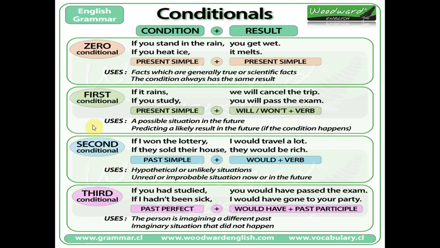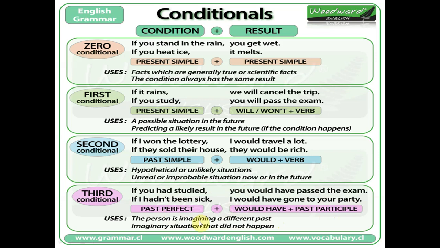Now let's have a look at the third conditional of "if". Let's see these examples together. If you had studied, you would have passed the exam. If I hadn't been sick, I would have gone to your party. So as you noticed here, we use past perfect plus "would have" plus past participle.